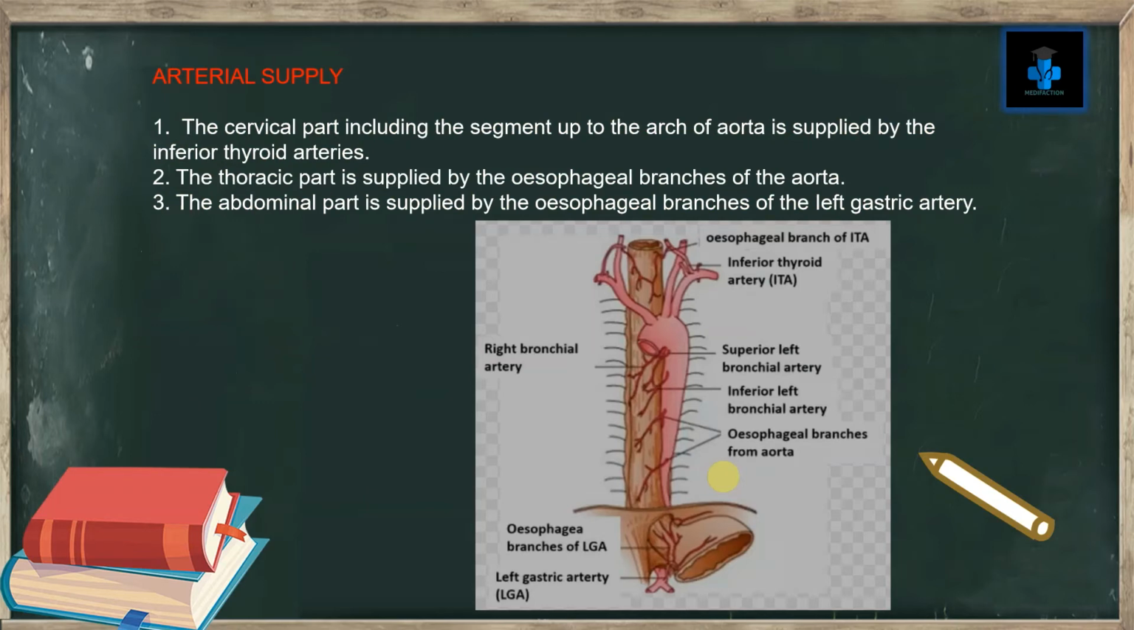Arterial supply. The cervical part, including the segment up to the arch of aorta, is supplied by the inferior thyroid arteries. So, this is the inferior thyroid artery. The thoracic part, that is this part, is supplied by the esophageal branches of the aorta. This is the esophageal branches of the aorta. The abdominal part, that is below that, is supplied by the esophageal branches of left gastric artery. This is the esophageal branches of left gastric artery.